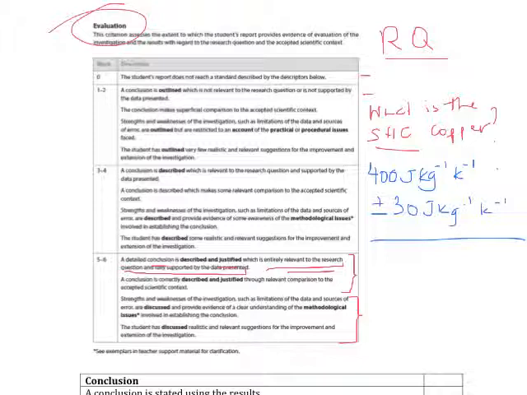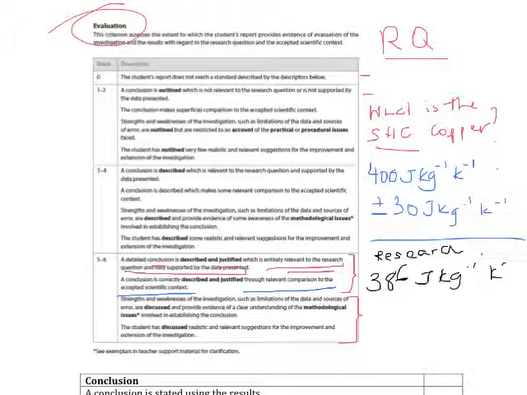So what do we mean by a conclusion that is described and justified through relevant comparison to the accepted scientific context? Well, what is the real value of the specific heat capacity? It would be expected that you research and you find the actual value. The actual value of the specific heat capacity of copper is 386, more or less.